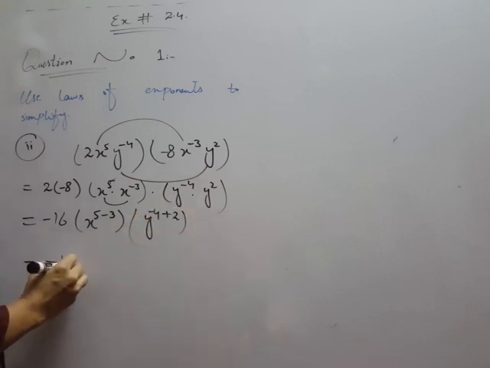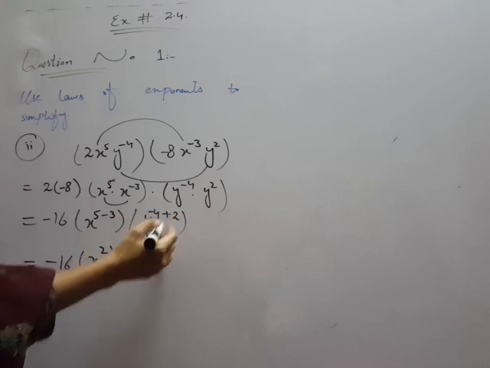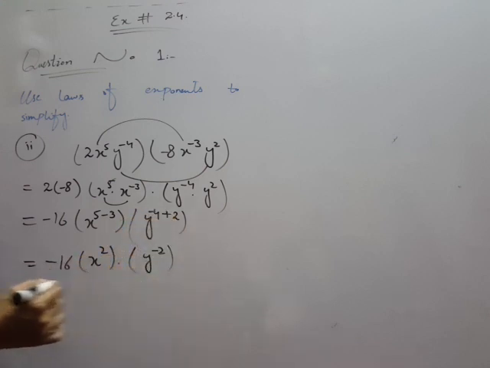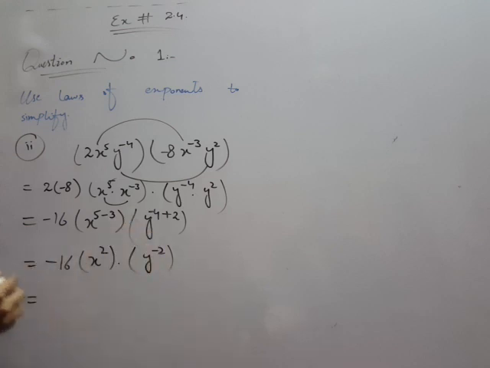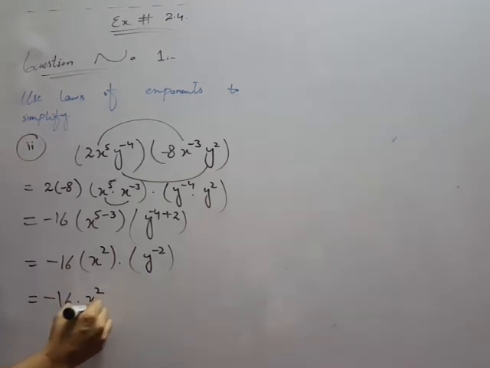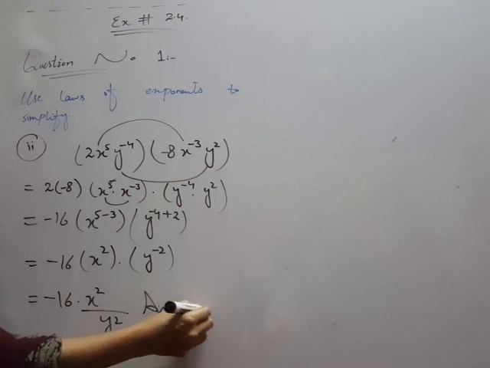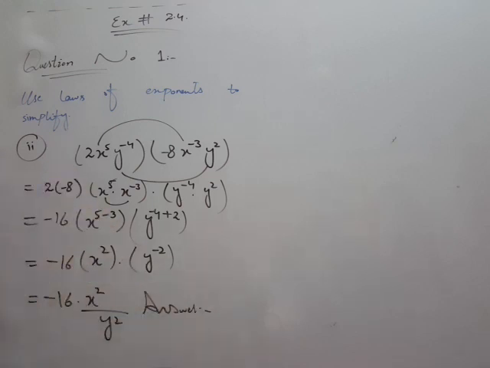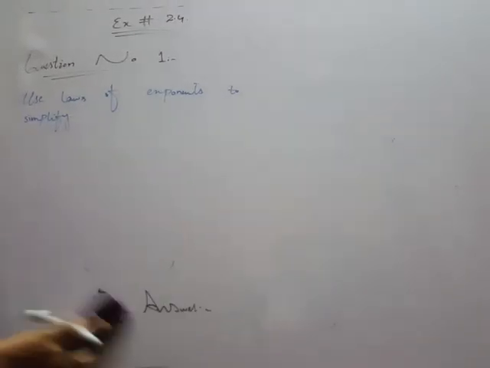It will be equal to minus 16, 5 minus 3 is x square and minus 4 plus 2 is y raised to power minus 2, because we take all the powers in positive exponent, so we can say that minus 16 into x square divided by y square, this is the answer of the second part, okay. Likewise we will solve the next part.